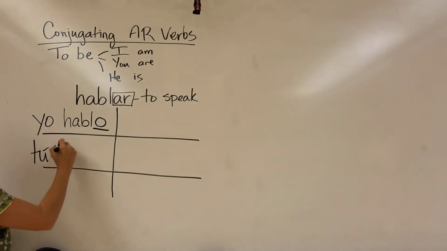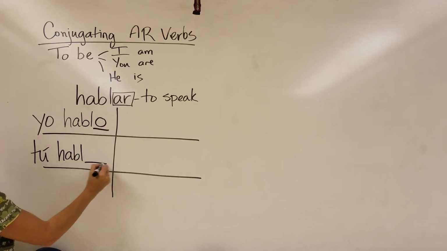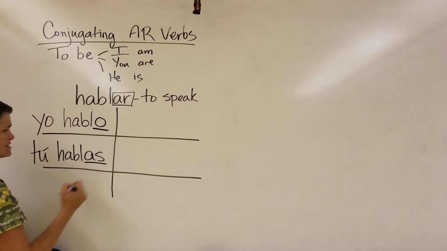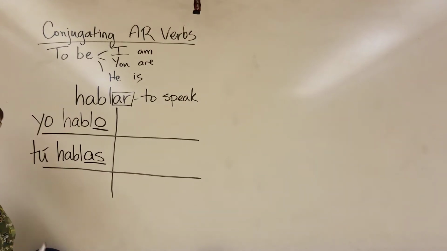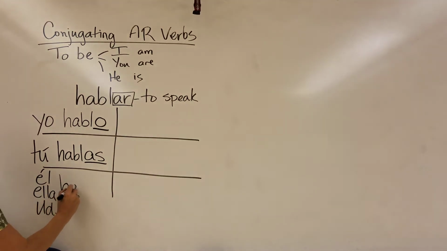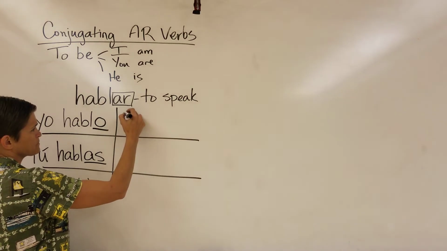If I want to say that you speak, I start with the same process. I get rid of the AR. And the ending for tú is as. So if I want to say you speak, I say tú hablas. Él, ella, and usted, he, she, and you formal all get the same endings. We took off the AR, and there is our ending to say he speaks, she speaks, or you speak.